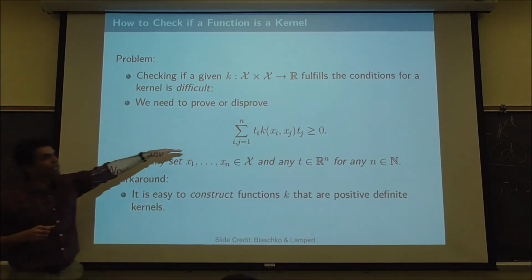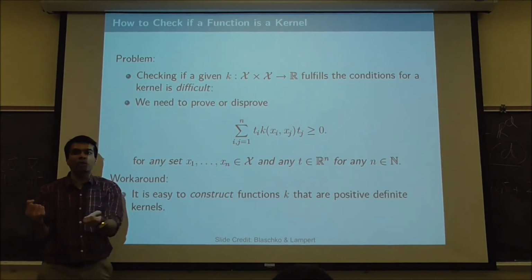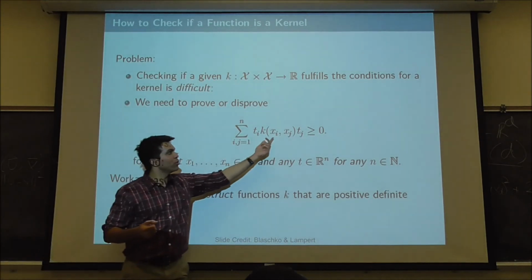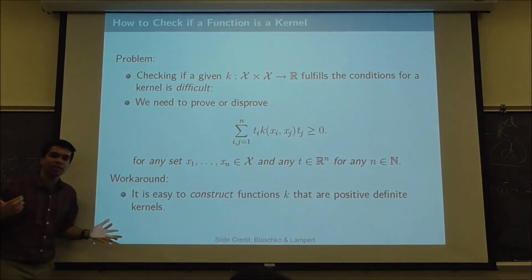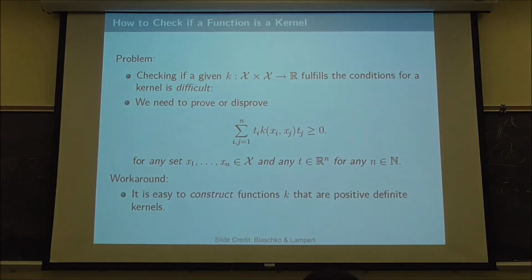And this is really hard to prove or disprove. When you come up with a function, you realize that this has to hold true for all data set samplings. That's often hard to prove. So people don't usually construct kernels from the ground up. There are some things that we know are kernels, and they play around with those and construct new ones.